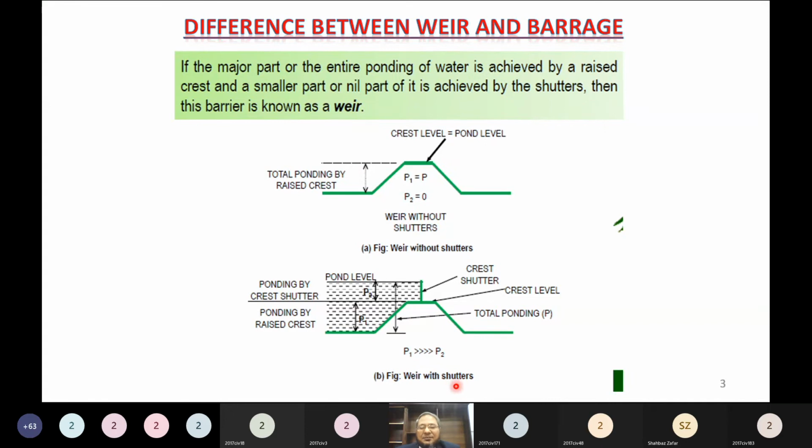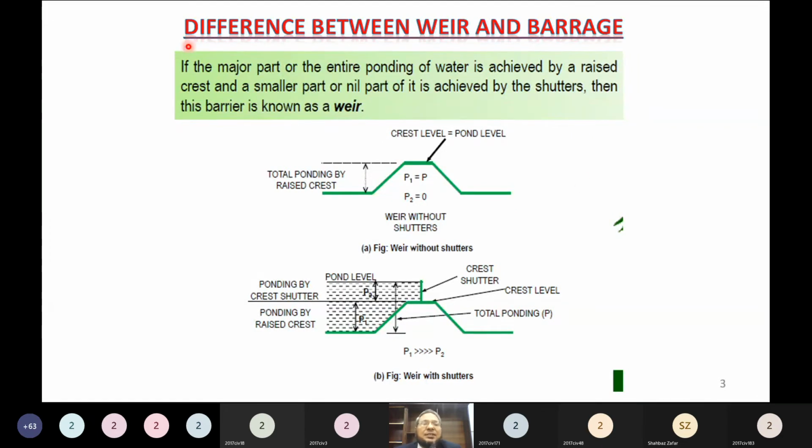If you see figure B, this is the weir with shutters. But the dominant ponding, or the major ponding, is carried out by the crest of the weir and not by the shutters or gates. So ponding carried out by the gates is smaller as compared to the crest height. So both these structures are weirs. These are not barrage. Is it okay?